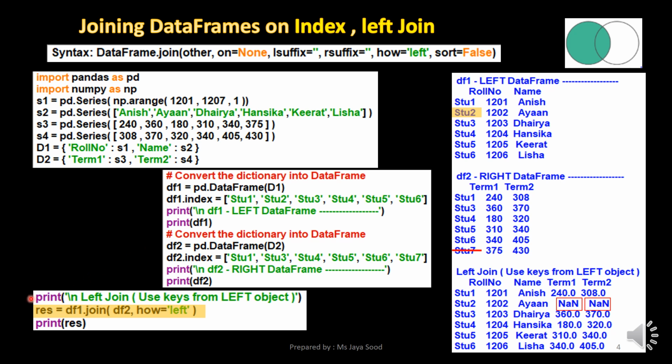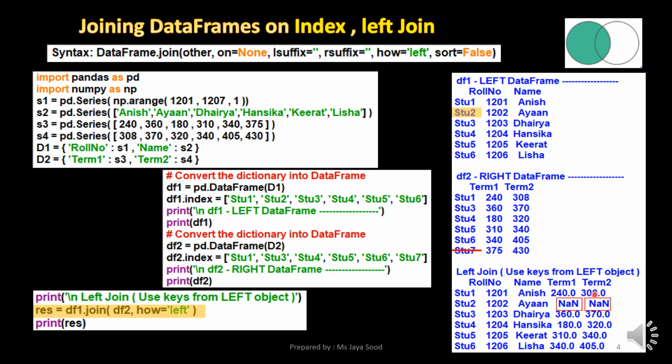The data frame object res is created by writing the statement df1.join(df2, how='left'). This will create a left join between the two data frames. In this join, only the indexes from the left data frame will be used to create the join. The rows with matching indexes will align. For example, stu1, 1201, Anish will align with stu1, 240, 308 as shown here.